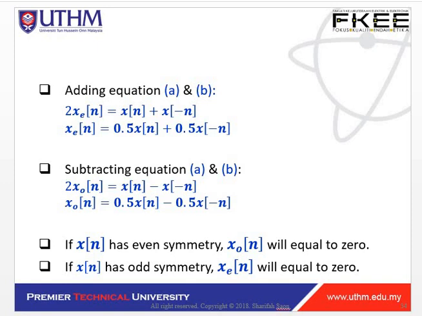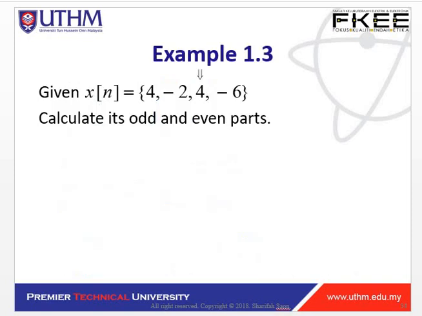Bear in mind that if x[n] has even symmetry, x odd[n] will be equal to 0. If x[n] has odd symmetry, x even[n] will equal 0. So these are the properties of x[n]. If you have even symmetry, the odd part is 0. If you have odd symmetry, the even part is 0. This is a property that you can use.